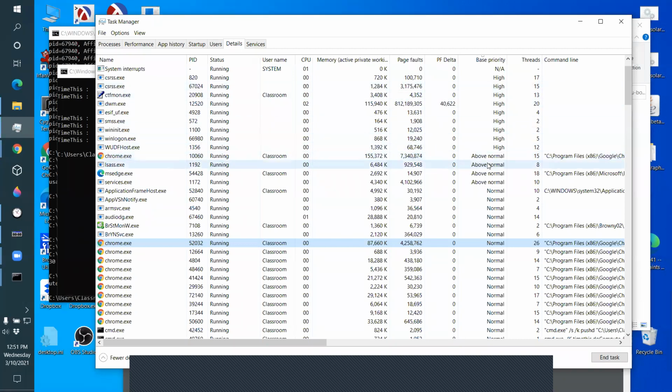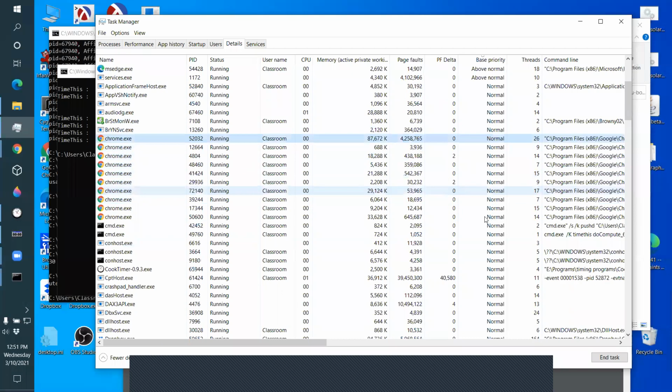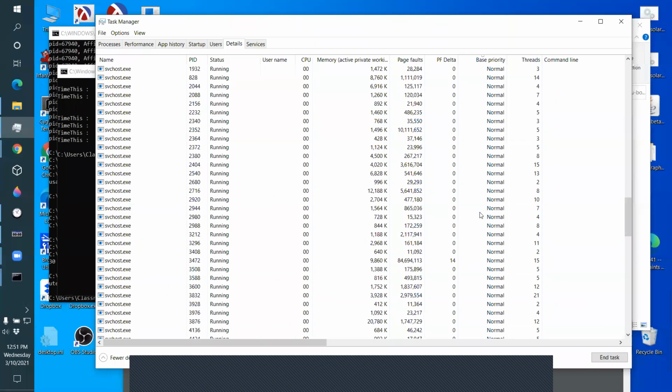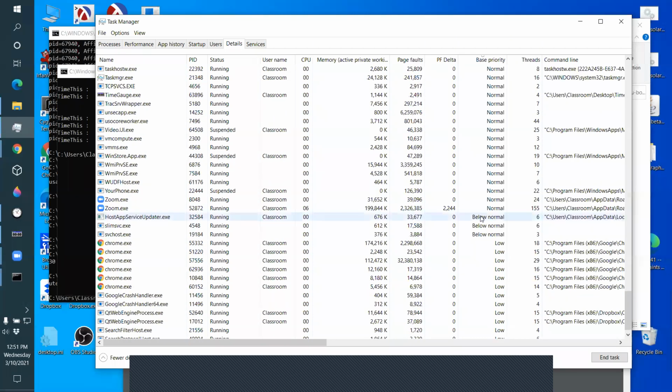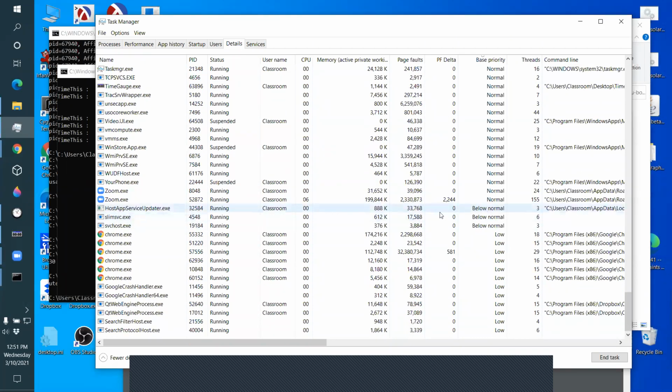But eventually it should mean that the scheduler turns to those things first. Notice there's not too many that set themselves above normal. Then you have lots at normal, which seems normal. And then there's below normal, parts of the operating system that aren't very important. And there's even some things, oh, even parts of Chrome run at low priority.